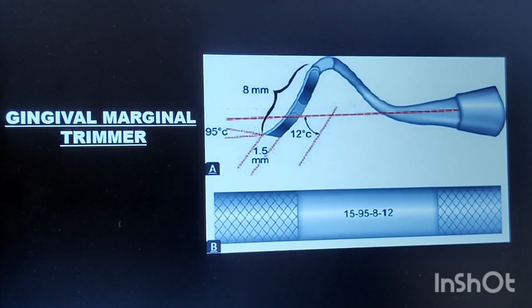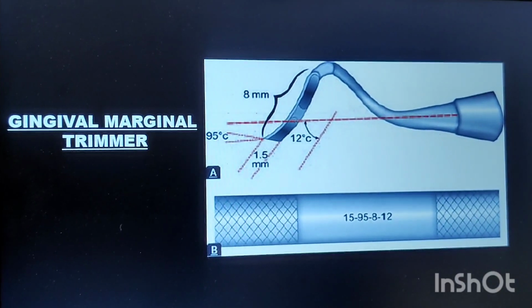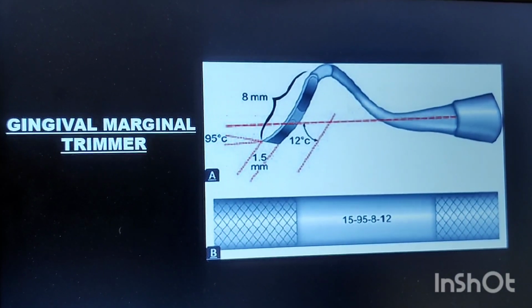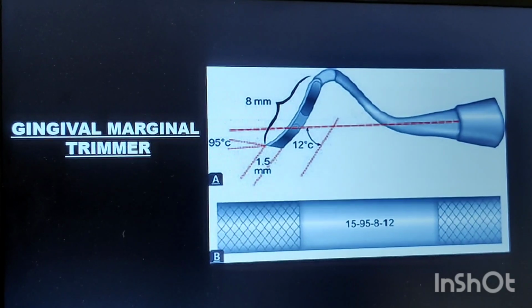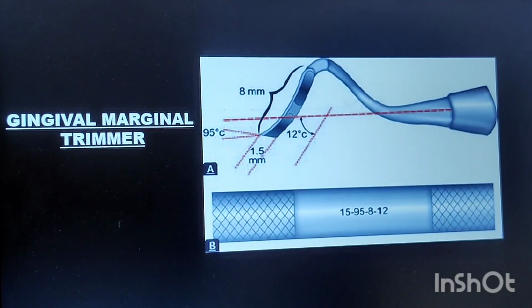Coming to the applications of gingival marginal trimmer. Gingival marginal trimmer is used to bevel the gingival margin of proximo-occlusal preparation and also to bevel the axiopulpal line angle.